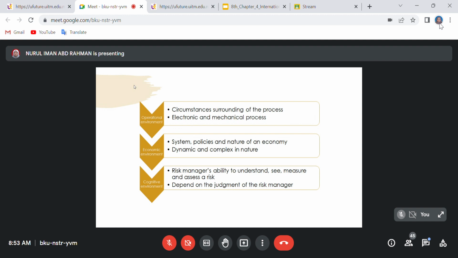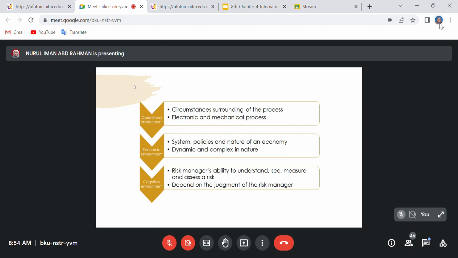Then, the last one, creative environment. So creative environment is actually based on the perception of the risk manager. So we already learned the 5 steps kan, identifying, evaluating apa semua tu. That is actually the job of the risk manager. If the risk manager feels that the risk is not too high, sometimes it is high for other people. So because of his ability to manage the risk, dia manage benda tu, sometimes it gives rise to new risk.